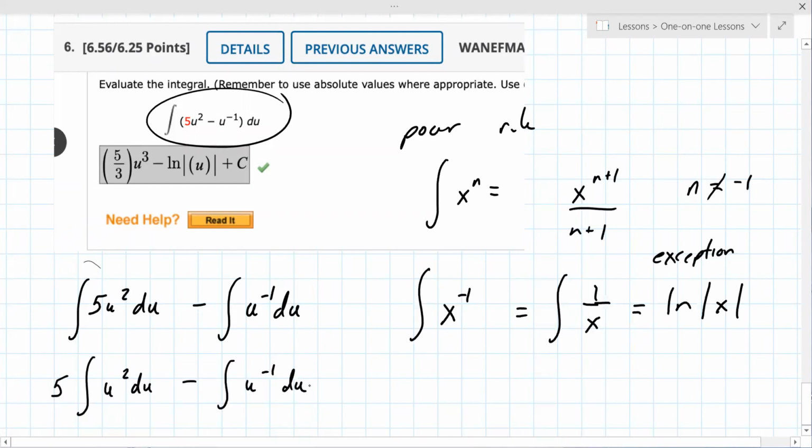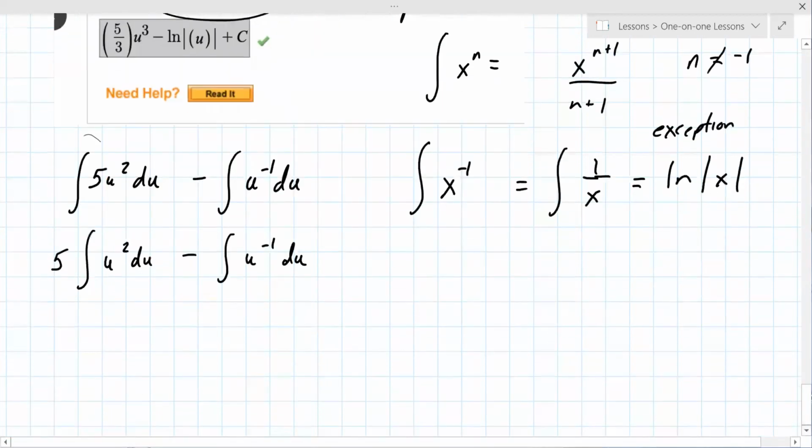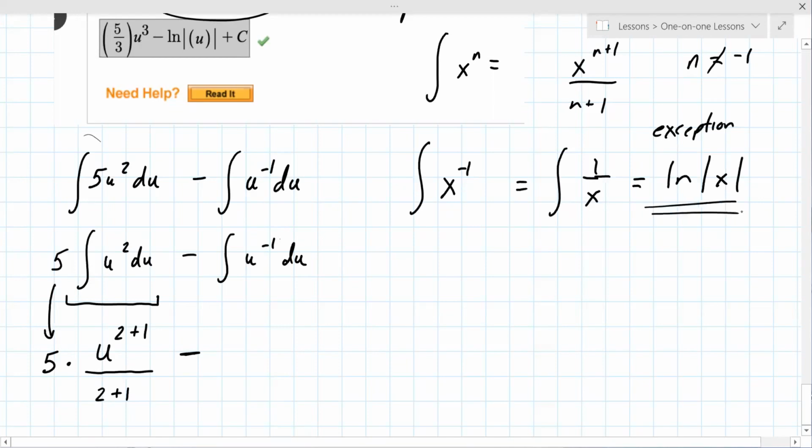So the power rule for this first one: you take that exponent and you add 1 to it, and then you divide by the new exponent. And this 5 obviously has to come down here. Minus, now this is the exception, because if you add 1 to -1, you get 0. You don't need to know why, but you need to know what to do here. And what to do is to recognize that this is the exception, that this becomes the natural log of the absolute value of u.